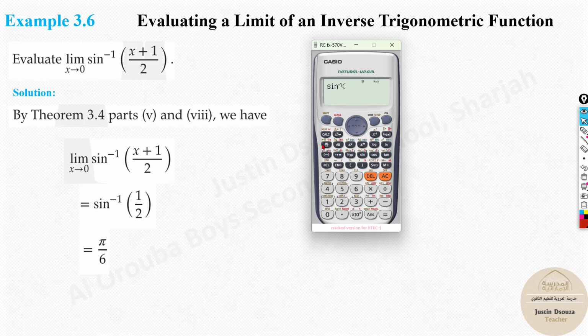Shift and sine inverse of, what do we write over here? Instead of 0, negative 0.01 plus 1 divided by 2, and just close the bracket. And the answer is, okay, now it's in radians, so it's fine. Now the answer is 0.517. Okay, now same thing, remove the negative sign and you're gonna get almost the same.